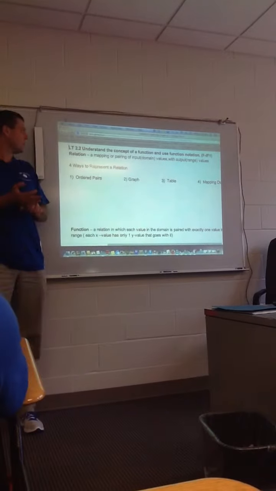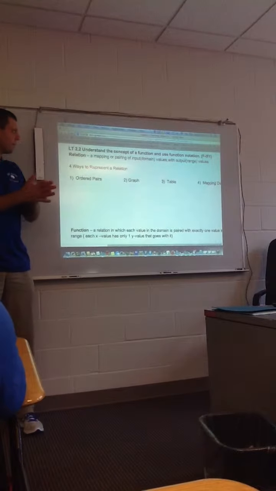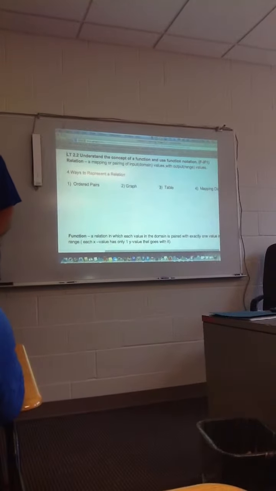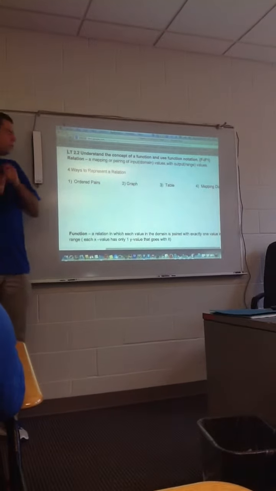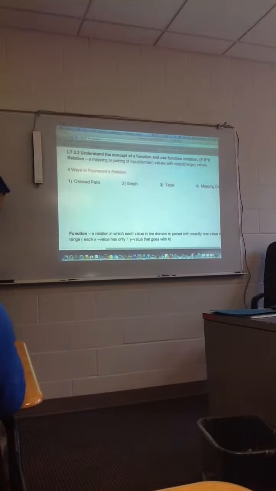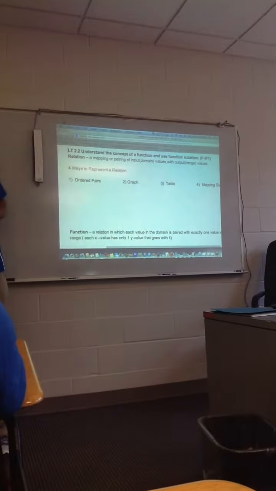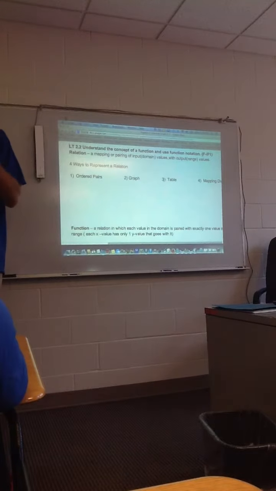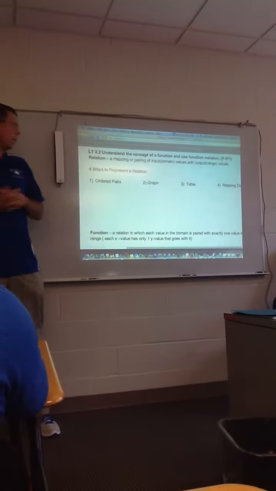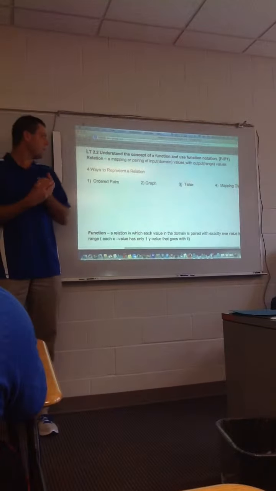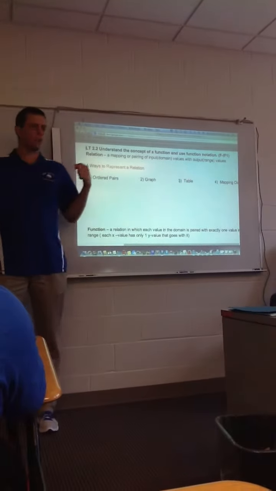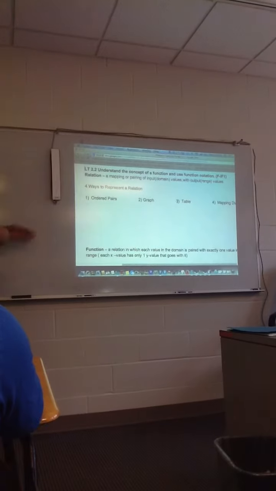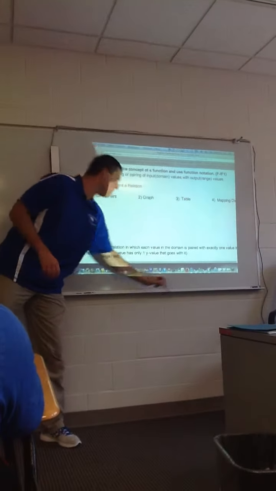A relation is simply a mapping or a pairing of input or domain values with the output or range values. It's a pairing of input values with output values. It's a pairing of x values with y values. It's a pairing of domain values with range values. I hope you understand those terms that I'm using. A relation is simply a pairing of input values with output values, or x values with y values. There are four ways you can represent a relation.